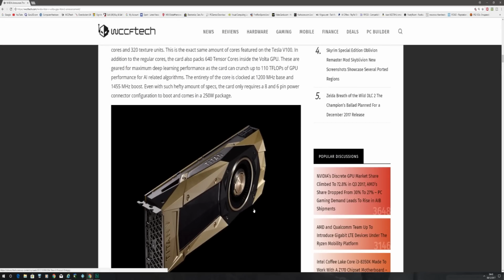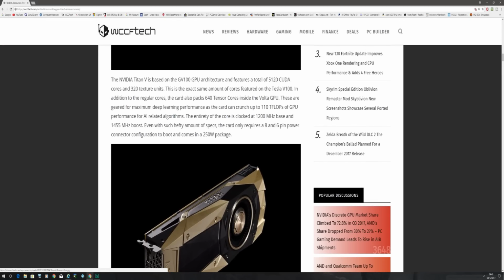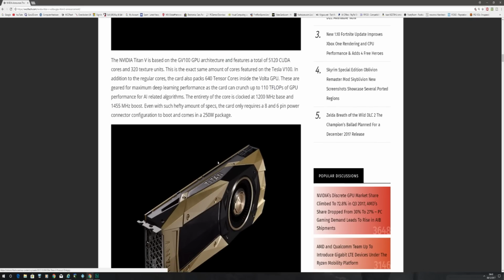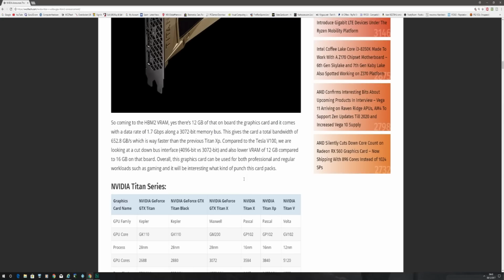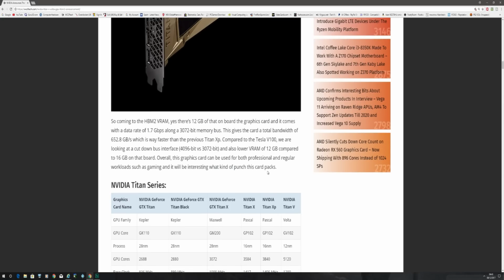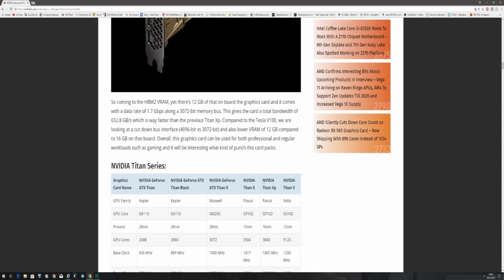Let's talk a little bit about the specs. So they're coming in at a 1200 megahertz base clock and a boost frequency of 1455 megahertz, all under the 250 watt package. It's only going to require an 8 and a 6 pin. I'd imagine this is only going to be sold by Nvidia, just like the Titan XP. Crazy stuff, man. 12 gigabytes of HBM2, so the first HBM Nvidia graphics card.